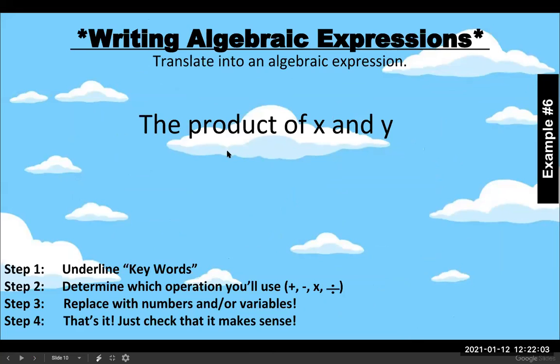So now here's the other example. The product of X and Y. So here, the word that means the operation is product. And what does product mean? Product means times, the little dot.